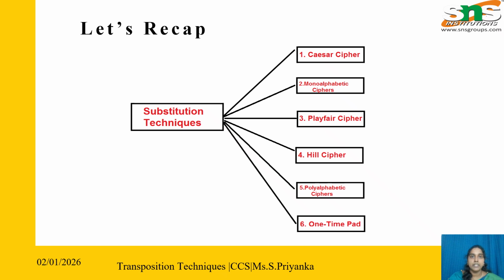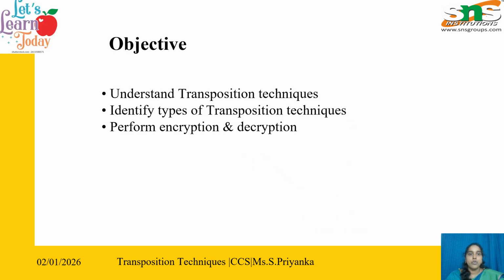Let's recap. First of all, the substitution technique mainly consists of the Caesar cipher, monoalphabetic cipher, Playfair cipher, Hill cipher, polyalphabetic cipher, and one-time pad cipher. You have seen it clearly in our last video. Okay, let us see next. First of all, let us see the objective of this.